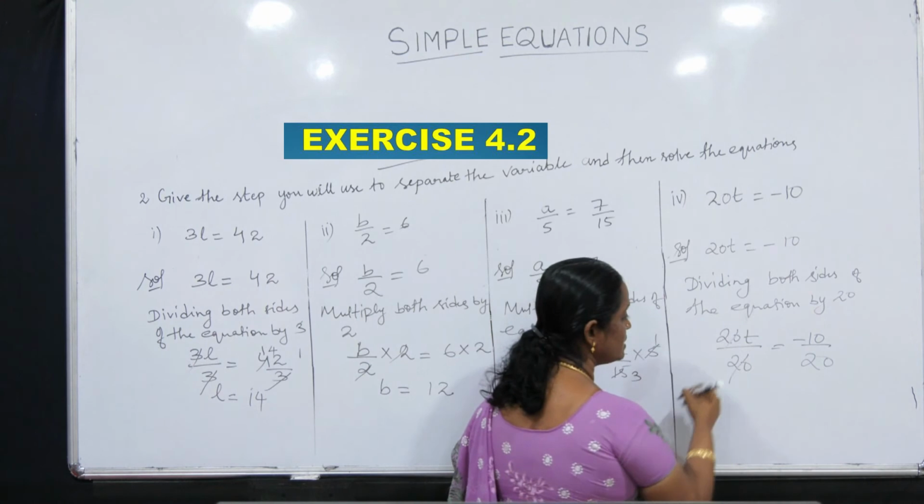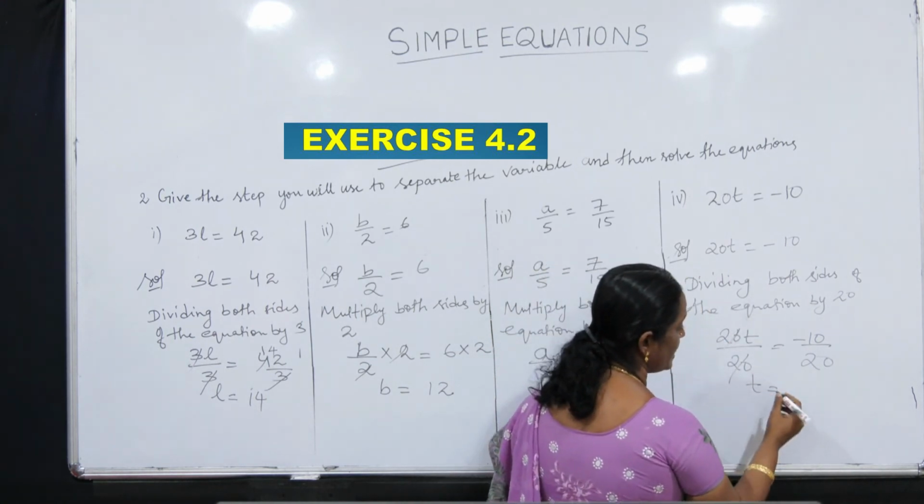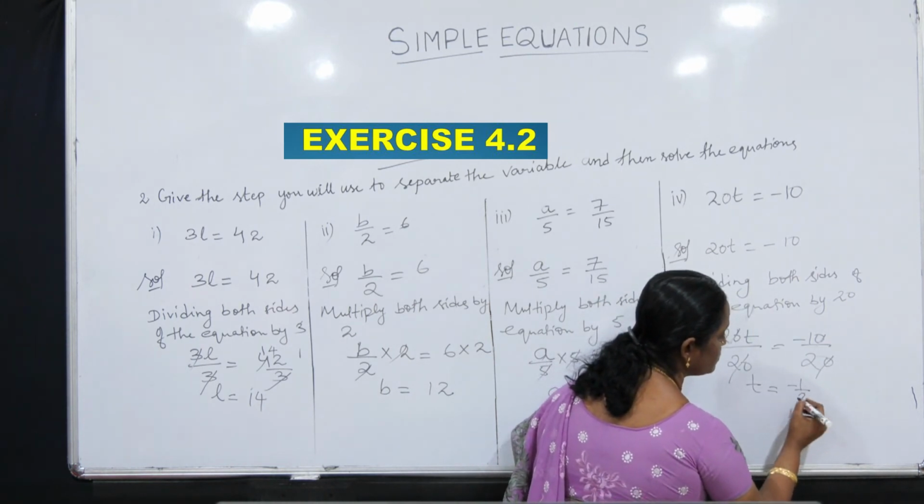So here this 20 cancel, will cancel this 20. t is equal to minus 10 by 20. You can cancel this 0. It is minus 1 by 2.